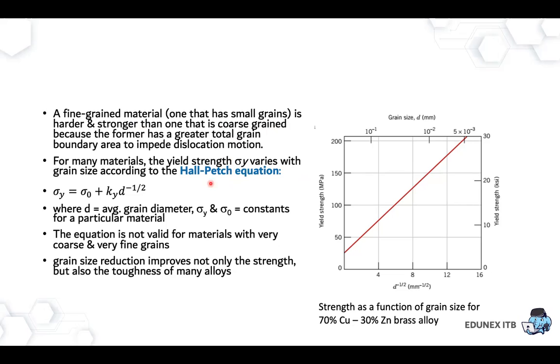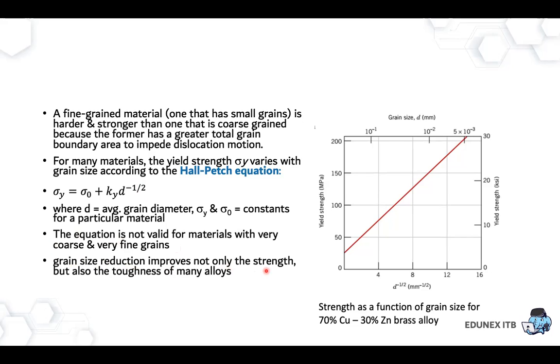So this is the Hall-Petch equation, where this one is the yield strength. The yield strength is a function of a constant, which should be k, so k_y is a constant, multiplied by the grain size to the power of minus half. The equation is not valid for materials with very coarse and very fine grains, but grain size reduction improves not only the strength but also the toughness of many alloys.